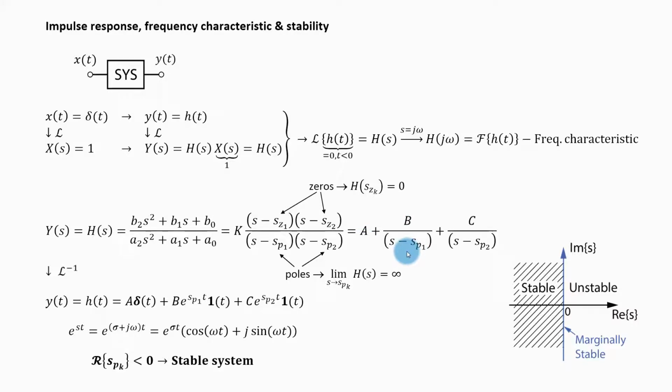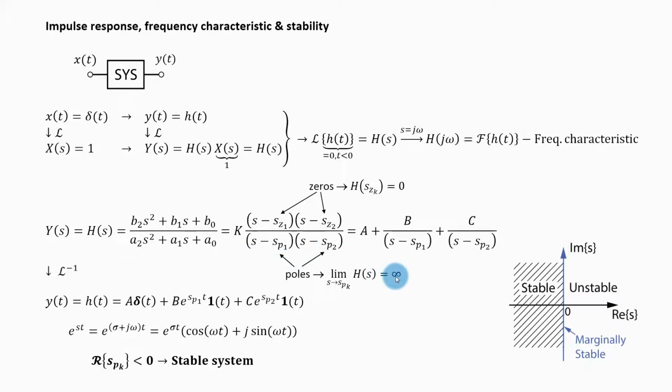Now, before I continue, I need to introduce a bit of nomenclature. The roots of the polynomial in the numerator we call zeros, because when s is equal to one of these roots, the transfer function is 0. For example, if s is equal to this sz1, the transfer function is 0. The roots of the polynomial in the denominator we call poles. The poles are the points where the transfer function goes to infinity. For example, if s goes to sp1, or s goes to sp2, the denominator goes to 0 and this transfer function goes to infinity.